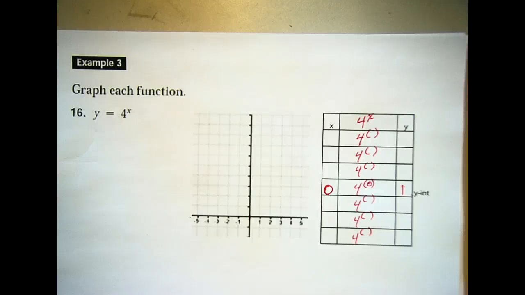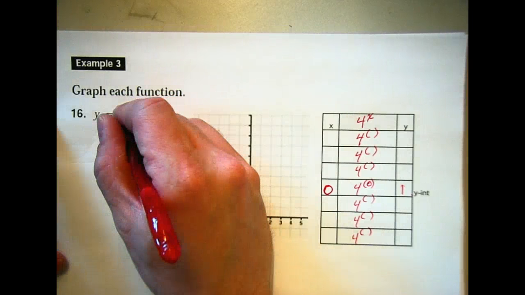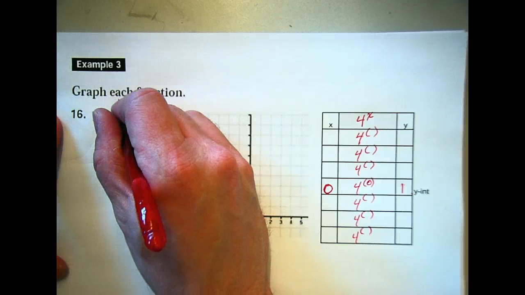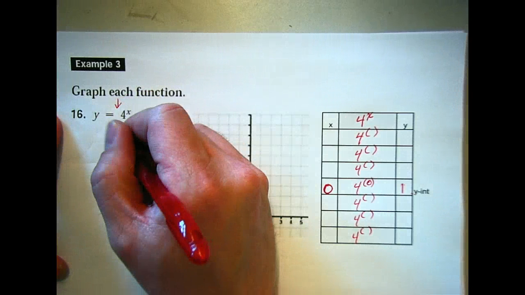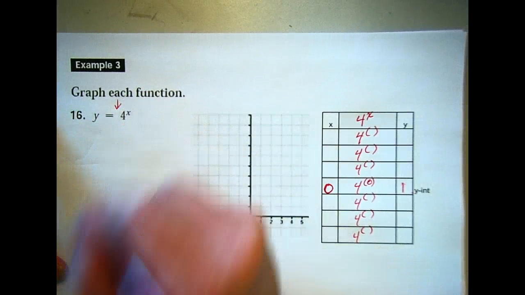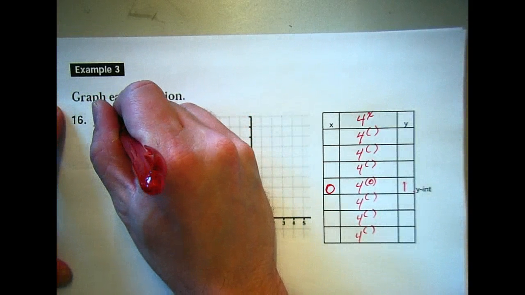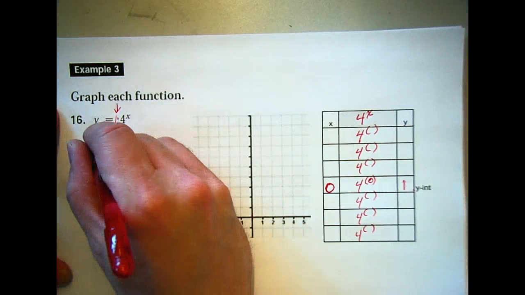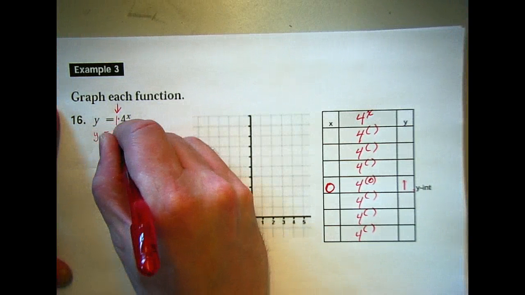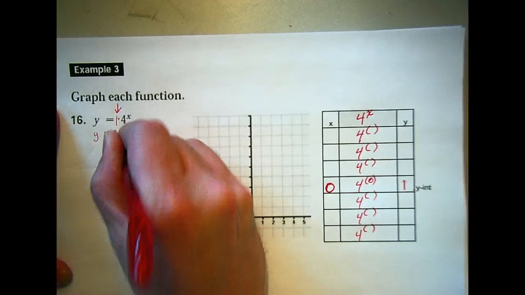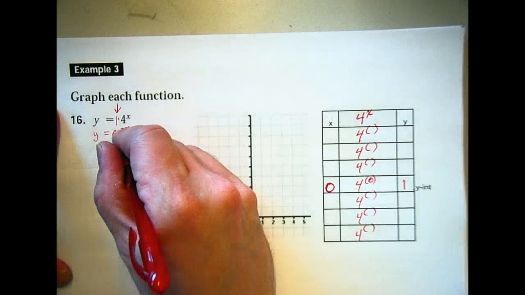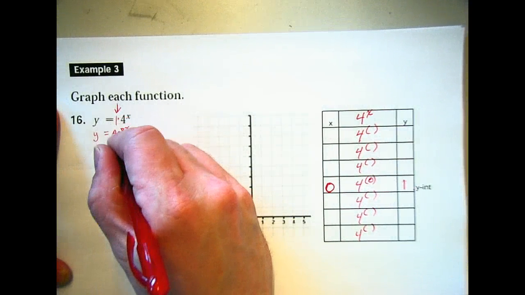And you'll notice the a term. What's our a term right here in front of the 4? It's 1. Okay, we don't show it, but it's a 1. Remember y equals a b to the x, the form we just put up? Well, if there's only one number, the a is 1. That means it's crossing at 1.